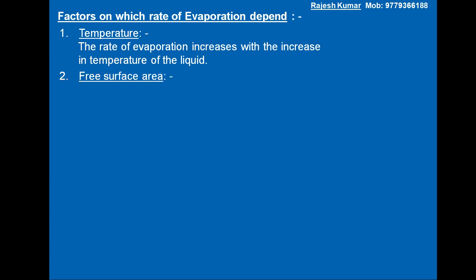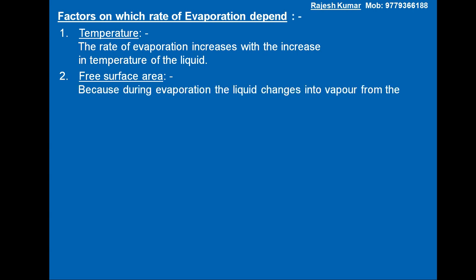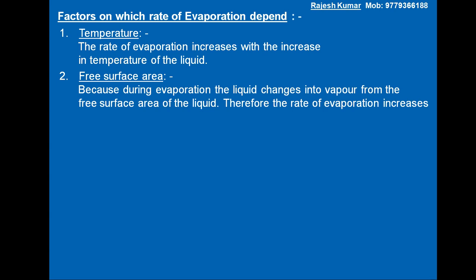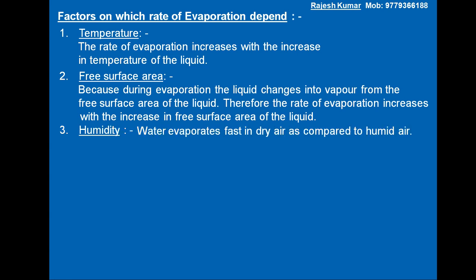Number 2, free surface area, because during evaporation the liquid changes into vapor from the free surface area of the liquid. Therefore the rate of evaporation increases with the increase in free surface area of the liquid. That's why to dry the clothes we spread them, only to increase the free surface area. Third one, humidity. Water evaporates fast in dry air as compared to humid air.